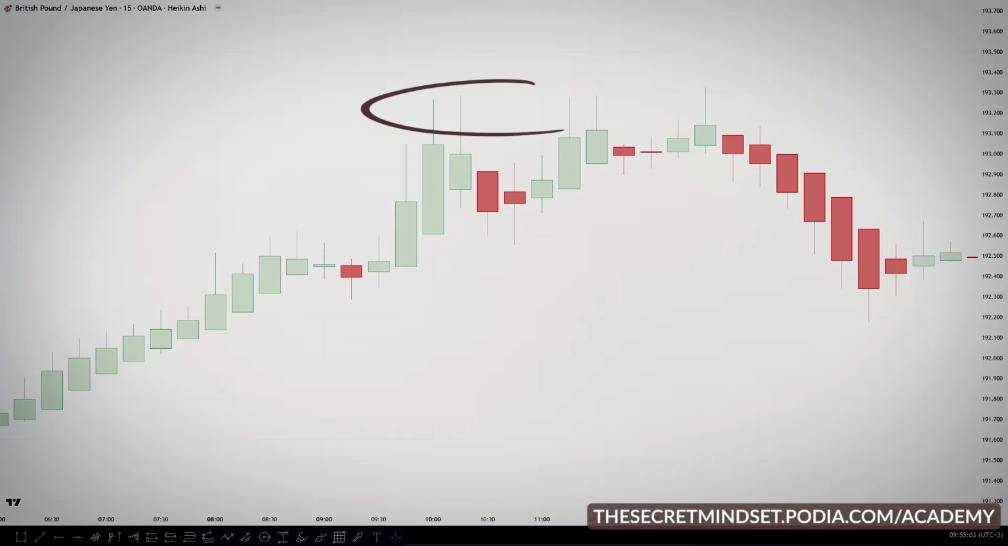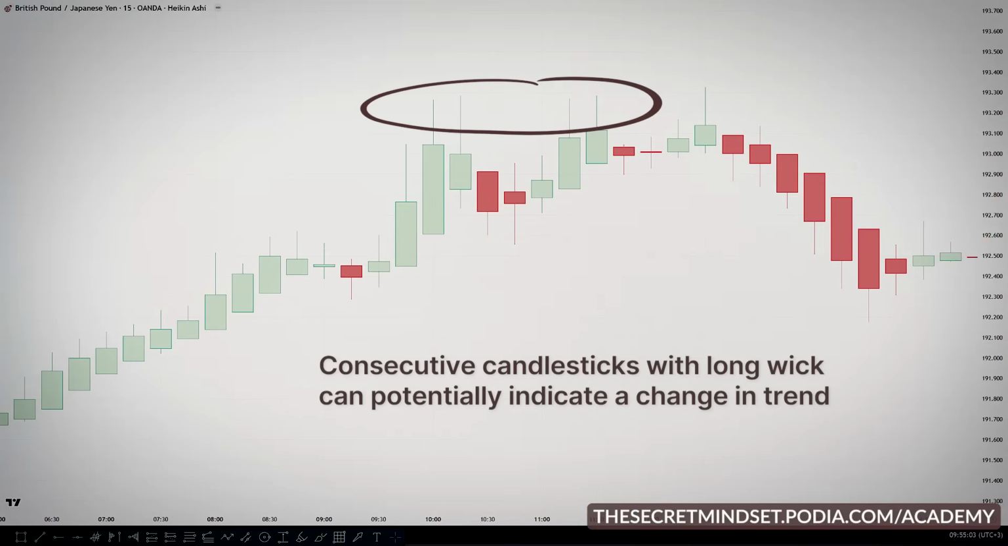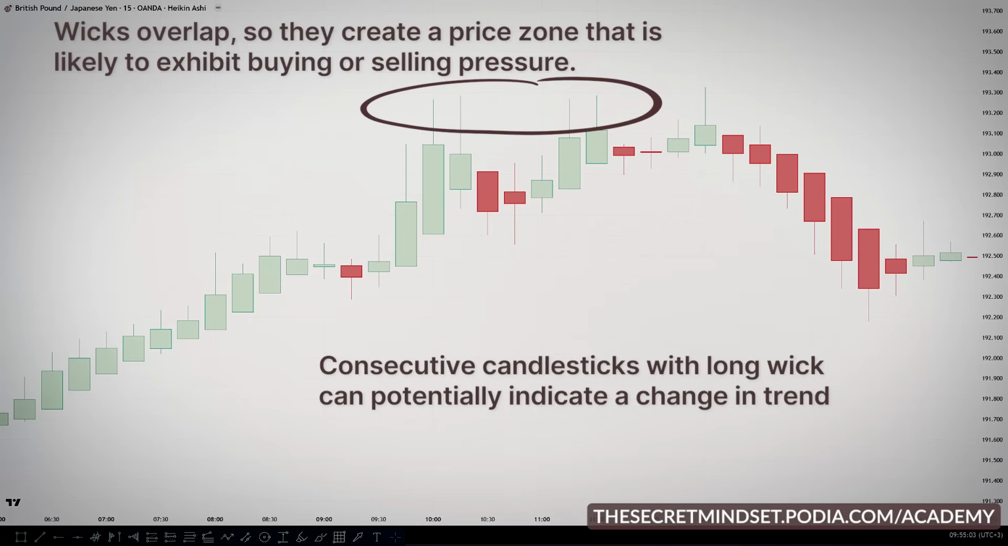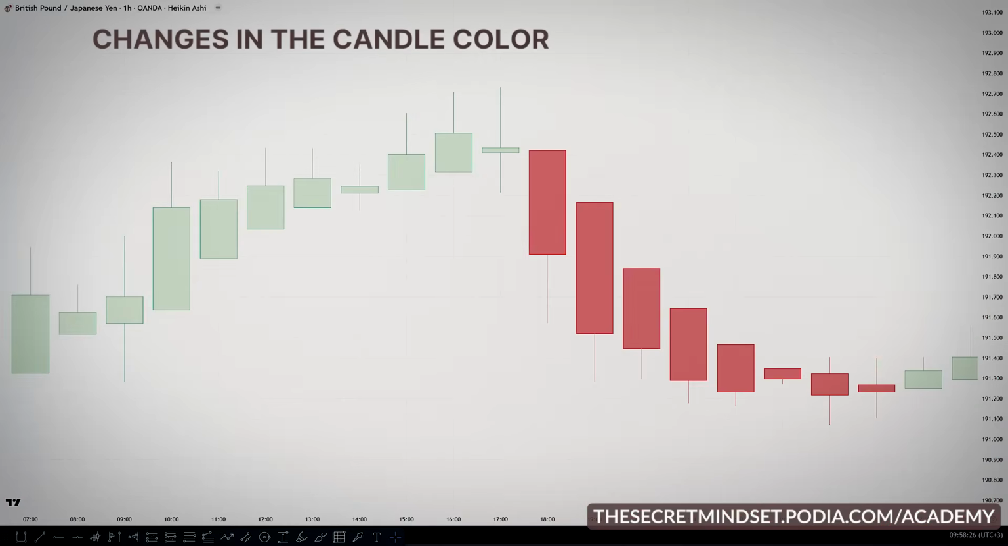Consecutive candlesticks with long wicks on a Heikin Ashi chart is something you should pay attention to, because this can potentially indicate a change in trend. When these wicks overlap, they create a price zone that is likely to exhibit buying or selling pressure. Changes in the candle color are also important to watch for. A shift from a series of one color to another might signal a potential trend change.